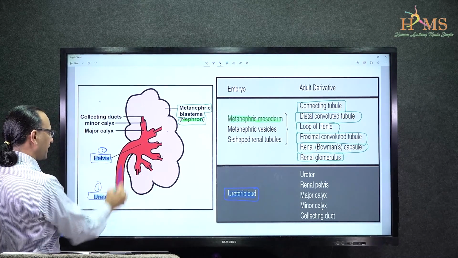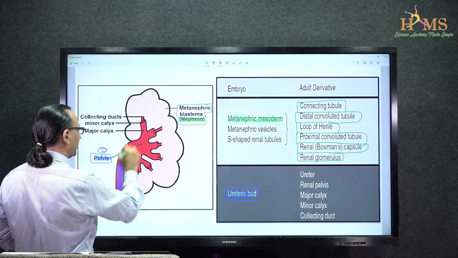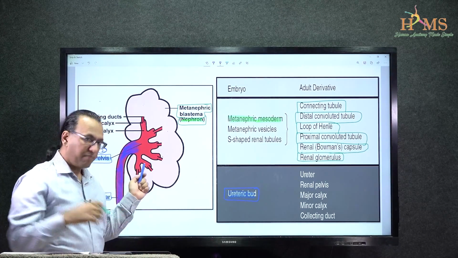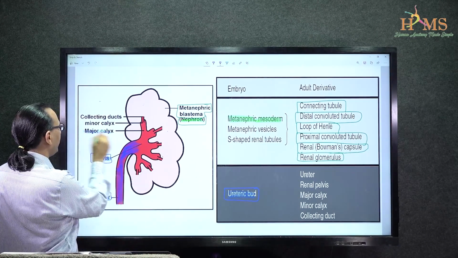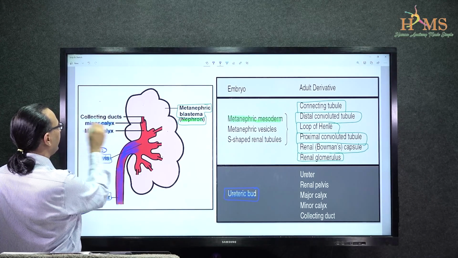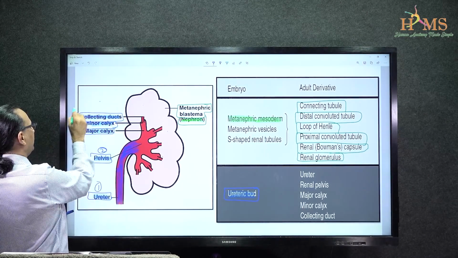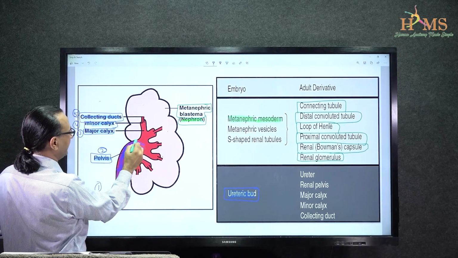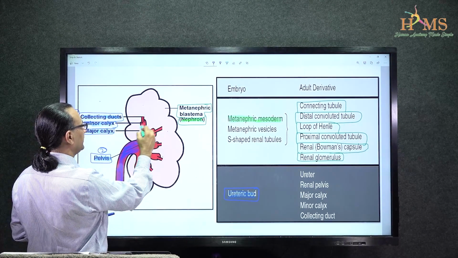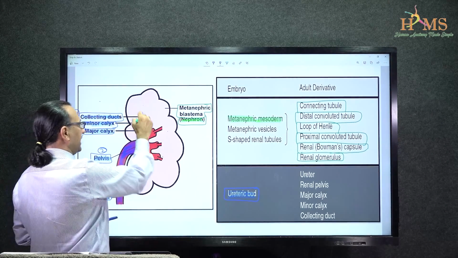So number 1 is the ureter. Number 2 is the renal pelvis. Number 3 is the major calyx. Here, as you see, number 4 is minor calyx. Number 5 is collecting ducts. So this is 3, 4, and 5. As you can see in the diagram, the major calyx, then the minor calyx, and finally the collecting ducts.